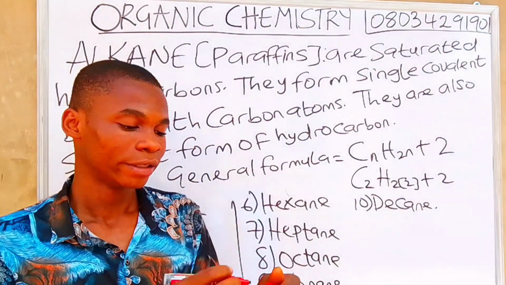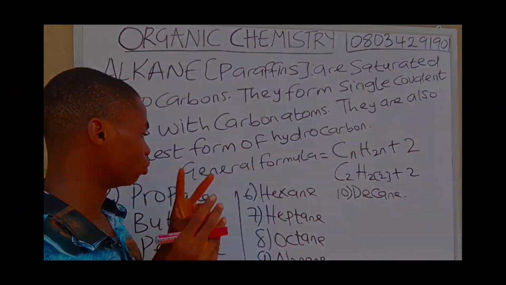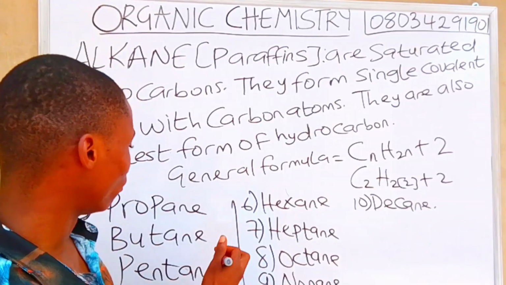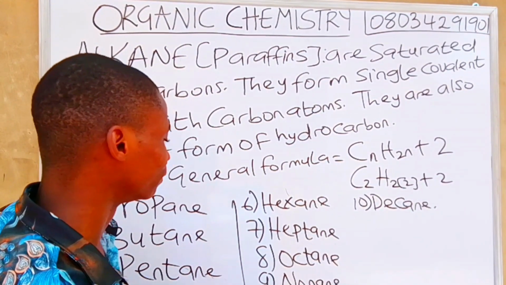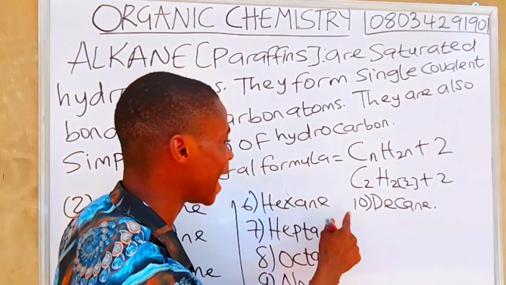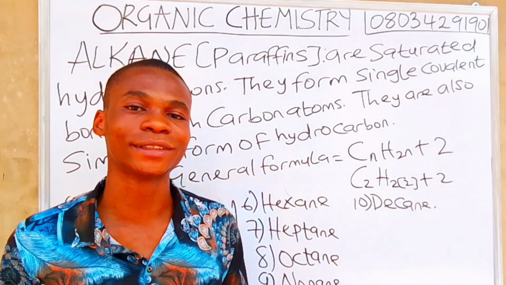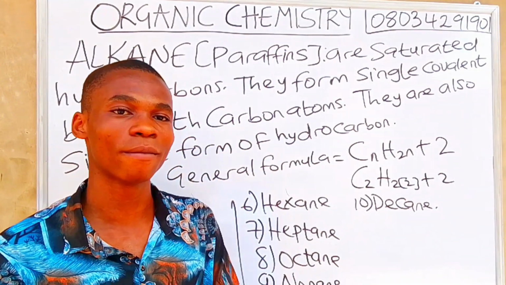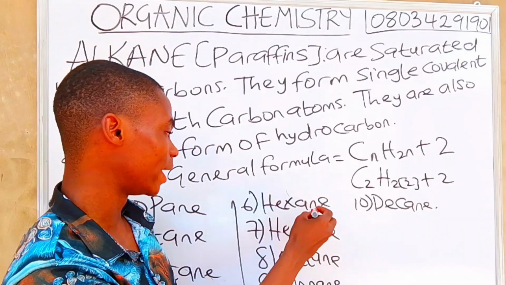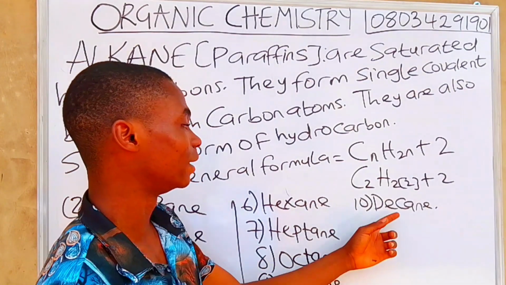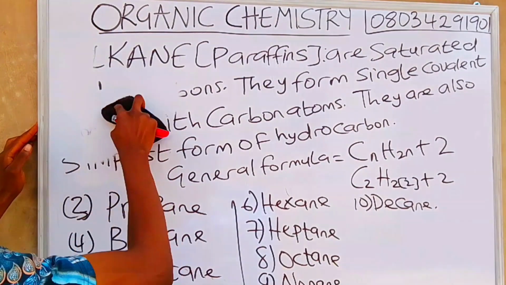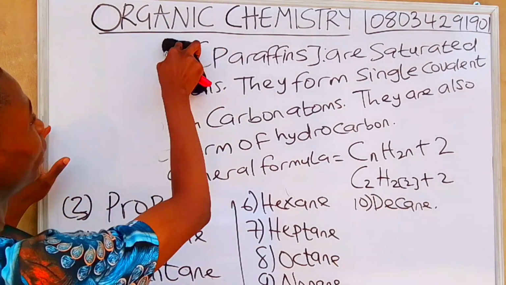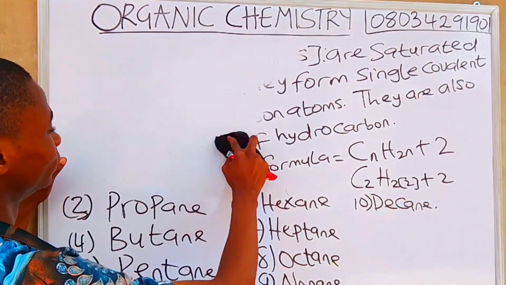So now I've explained two. Now I will explain propane, butane, and pentane. From hexane to decane, practice it yourself and drop the answer in the comment section. Practice from hexane, heptane, octane, nonane, and decane. So now let's talk about propane, butane, and pentane.